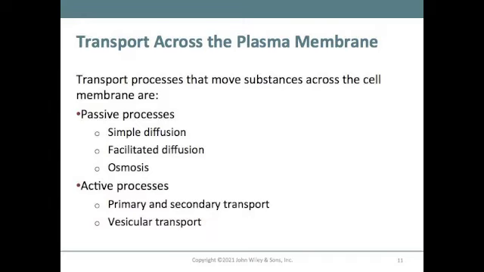After some time, the particles become evenly distributed through the solution, and the solution is said to be at equilibrium. The particles continue to move about randomly due to their kinetic energy, but their concentrations do not change. So simple diffusion is a passive process in which substances move freely through the lipid bilayer of the plasma membranes of cells without help from the membrane transport proteins. So nonpolar, hydrophobic molecules move across the lipid bilayer through the process of simple diffusion.